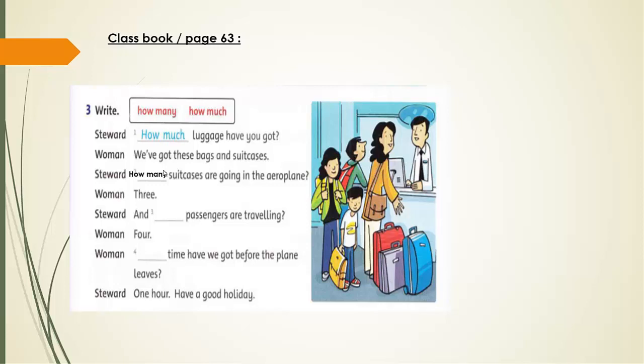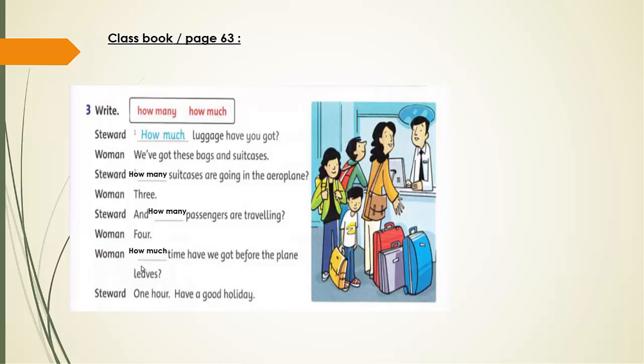Steward: Space passengers are traveling? Woman: Four. Can you guess what number 3 is? Yes, how many? And 4, woman: Space time have we got before the plane leaves? What do I use, how much or how many? Yes, how much, because time is an uncountable noun.